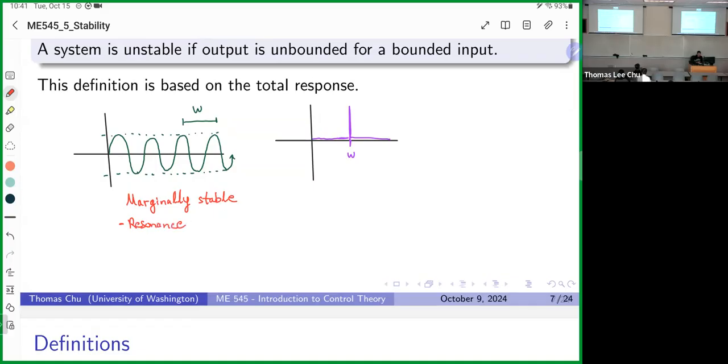So resonance will make this go unstable if you have no way of losing energy. The Tacoma Bridge is an example of that as well, where it's marginally stable, but then resonance makes it become unstable as it oscillates bigger and bigger. So this is actually bounded input, bounded output, unstable. The reason why is because if I put input at this frequency, it's going to grow on the output side. So even though the input's bounded, the output becomes unbounded.